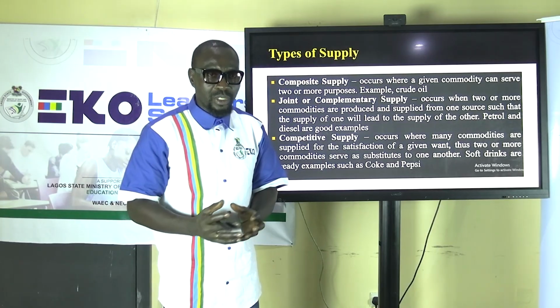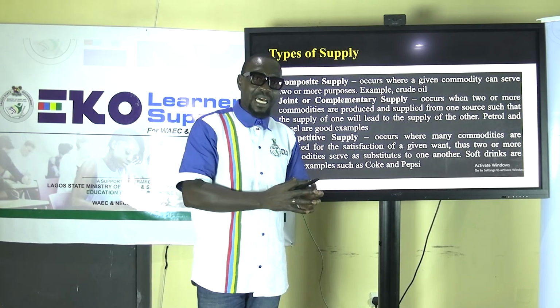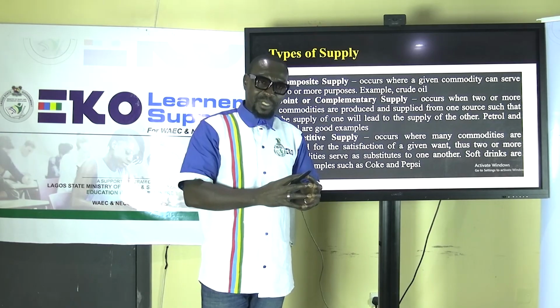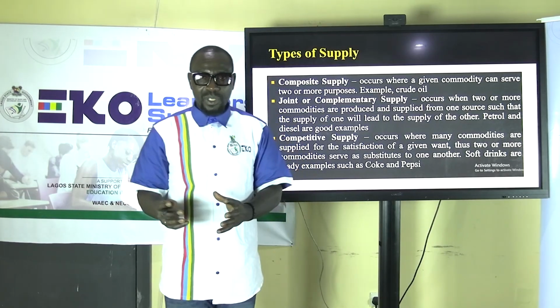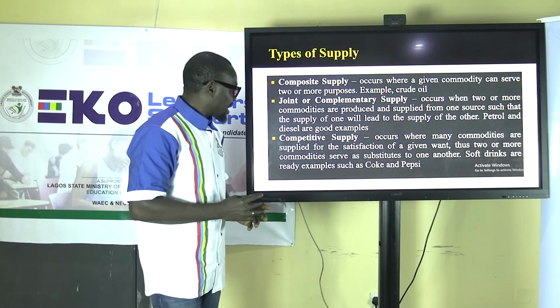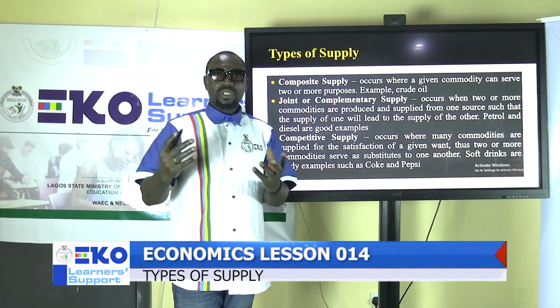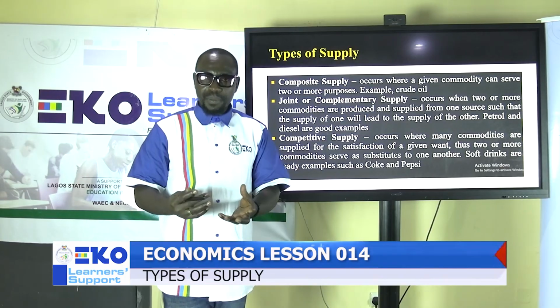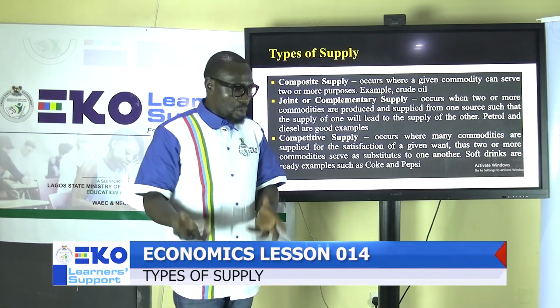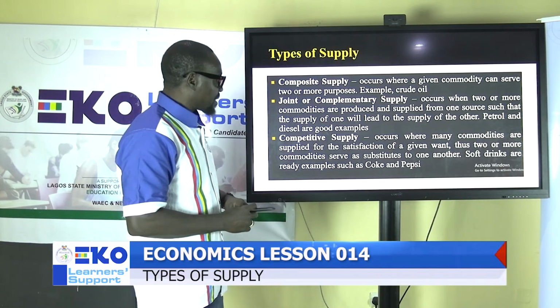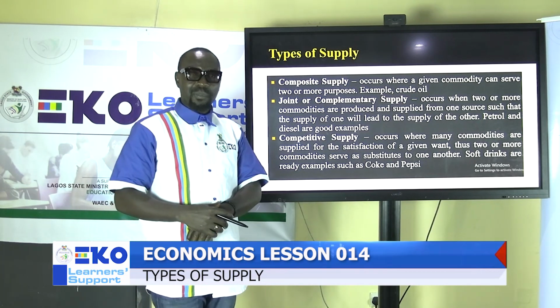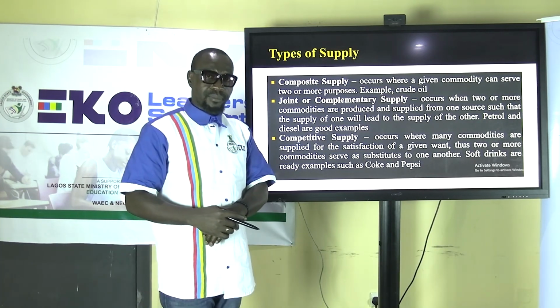For example, one particular kind of cola, you can take one particular kind of cola or another type. So Pepsi, for instance, can be a substitute for Coke, because you can drink Coke instead of Pepsi, or Pepsi instead of Coke. Coke and Pepsi are therefore said to have competitive supply.